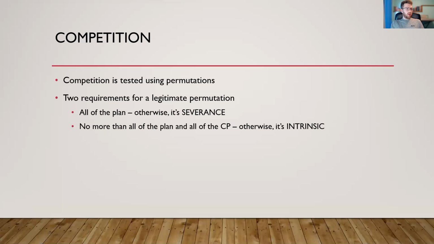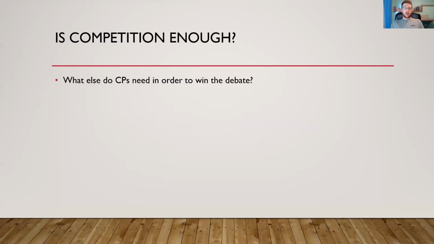People with me? Okay. So let's say you have a counterplan. You have a net benefit to the counterplan, and your counterplan is competitive, so it cannot be solved with a permutation. Is that enough? Does the neg win automatically, or does the neg need to do something else? What do we think?